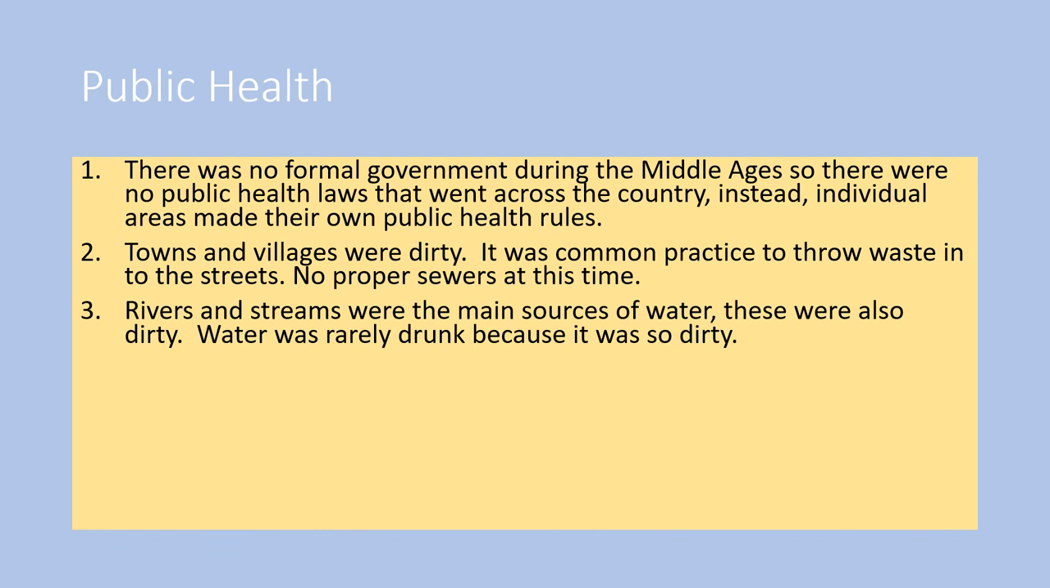Rivers and streams were the main source of water, but these were also dirty. That is generally because the streets and towns and villages would often roll into a water supply like a river. Because the water was so dirty, people didn't drink it, or it was rarely drunk anyway. Instead, people would have drunk ale, beer or cider. Don't get excited. We're not talking about levels of alcohol like we would recognise today. Because it was so weak, even children would have drunk ale, beer and cider as well, because the water was just so absolutely rancid.